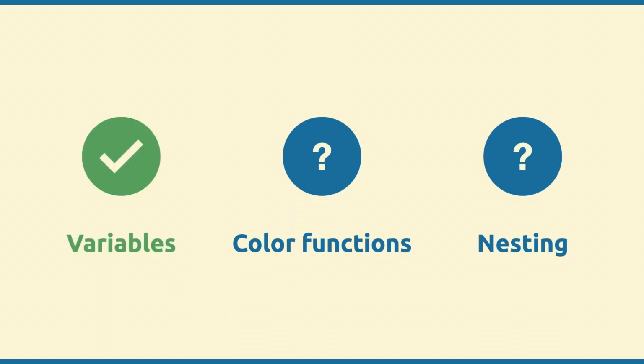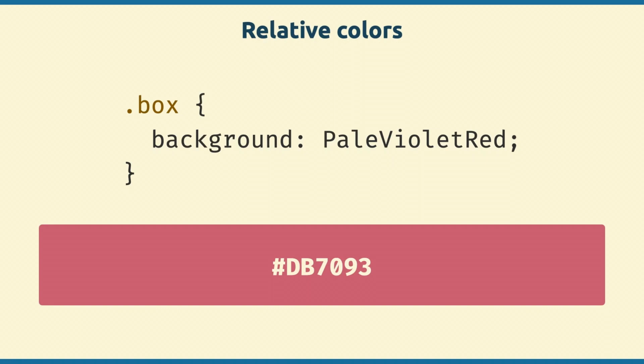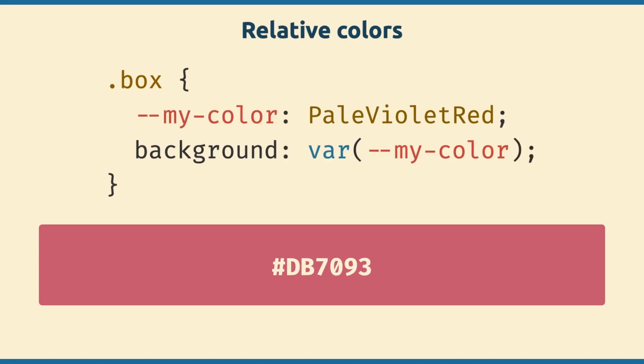We have variables figured out, right? In CSS, we have custom properties. These work, they're great. Everybody's using them. But what about color functions? So let me show you something. So here we have what is called, or what will be called, relative colors. And we have this little box here that has the background color pale violet red, which is defined in a hex code. So let me restructure that a little bit to give it a custom property.